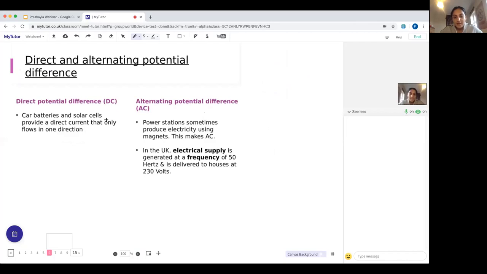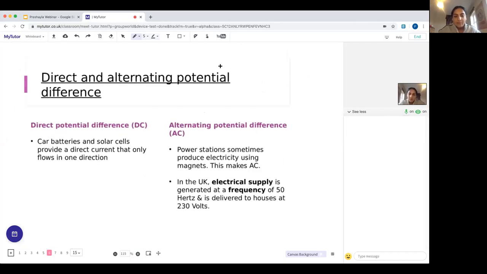Okay, and then we went on to talk about direct and alternating potential difference. So this was the second day, direct and alternating potential difference. So DC and AC, you might hear it called. However, DC and AC can be misleading because they actually stand for direct current and alternating current. However, we can replace current with potential difference. So direct and alternating potential difference is the same as direct current and alternating current.